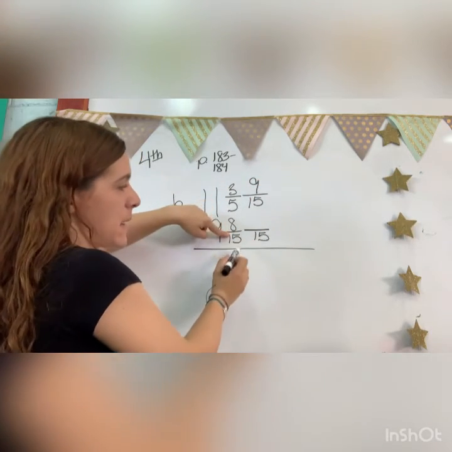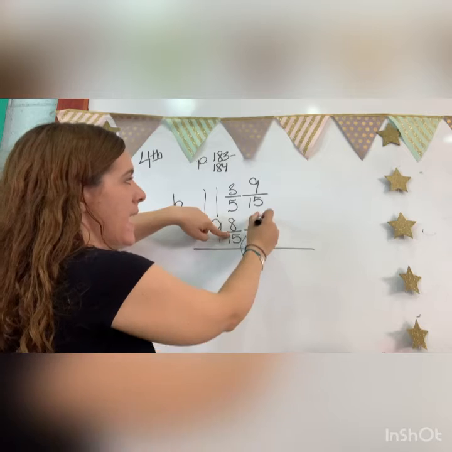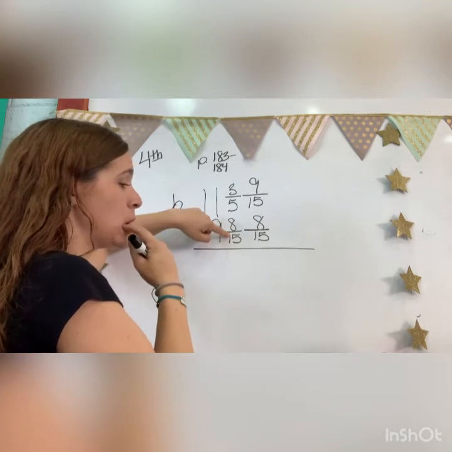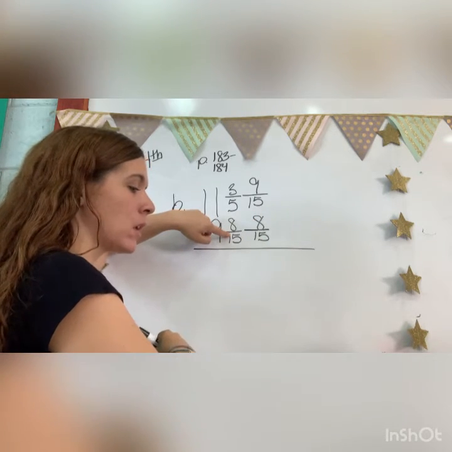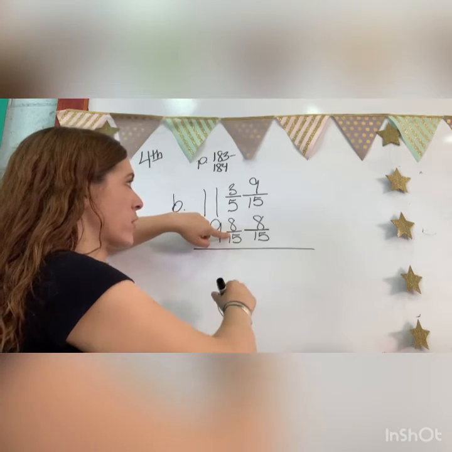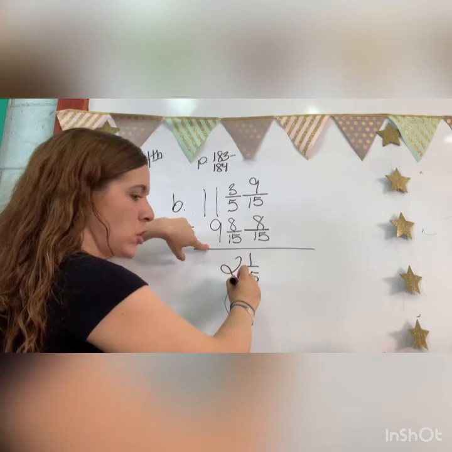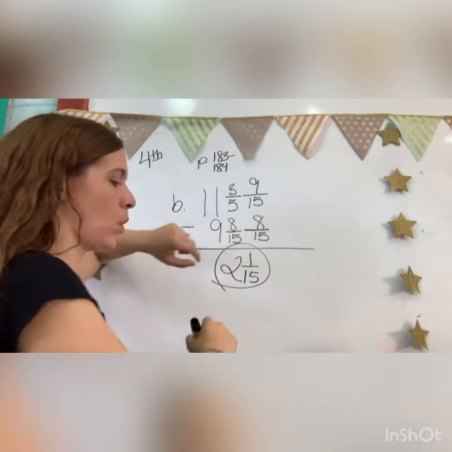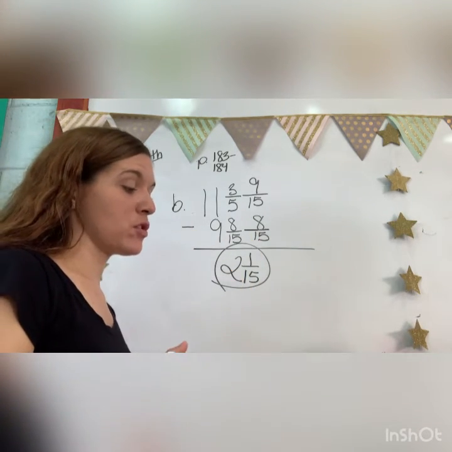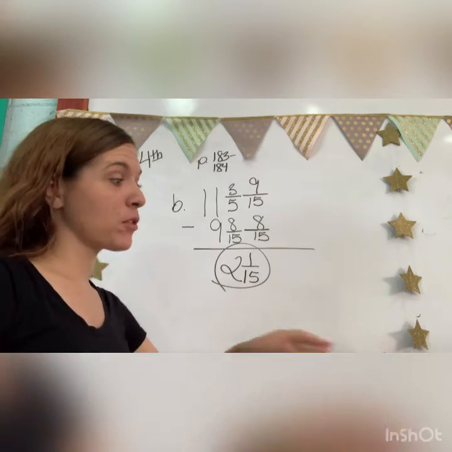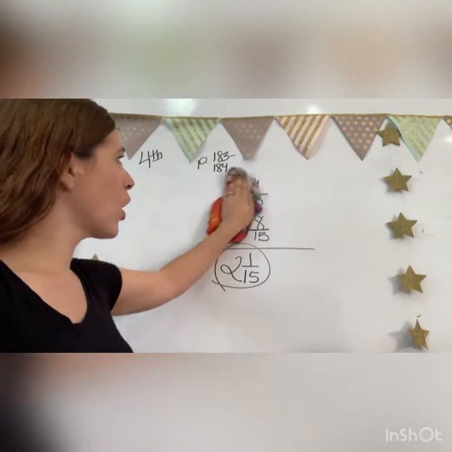Then this one stays the same because the denominator is the same, so that's 8. Woohoo! We don't even have to borrow on this one, so now we just subtract. 9 minus 8 is 1 over 15. 11 minus 9 is 2. Okay, that means you can do the rest on your own. Number 3, you guys know how to do division, so go for it.